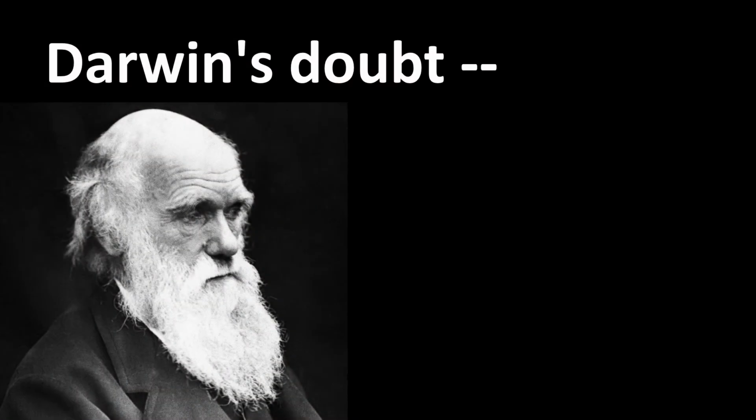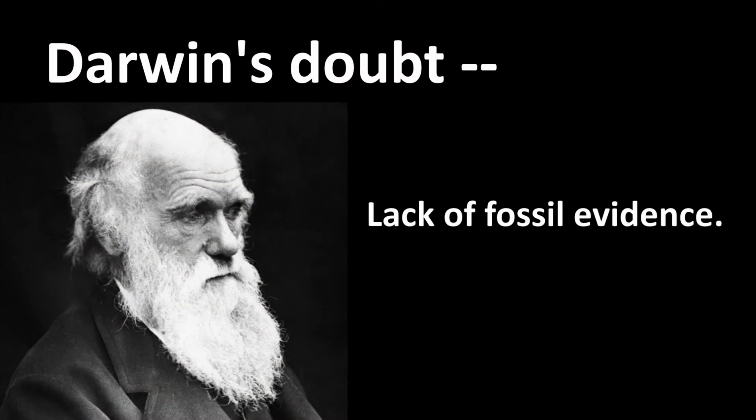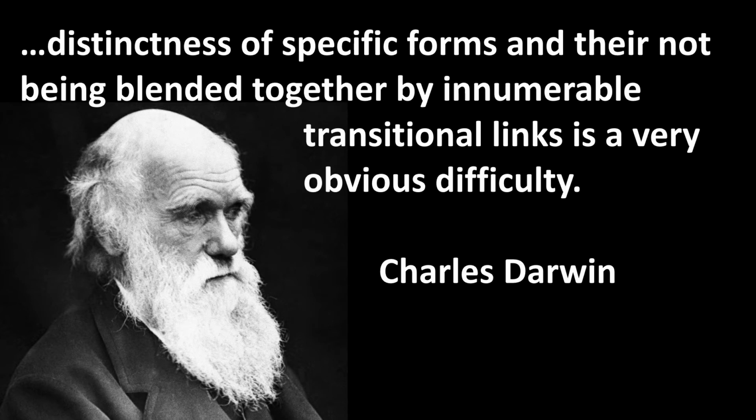Now, Darwin had some doubts about his theory, not doubts about his theory, but he understood that there were problems scientifically with his theory. And the biggest problem he had was in the fossil record. So this is from Origin of Species as well. Darwin's doubt, lack of fossil evidence. And he states, "The distinctness of specific forms and their not being blended together by innumerable transitional links is a very obvious difficulty." And you know what? It is still a very obvious difficulty despite what your textbooks say.